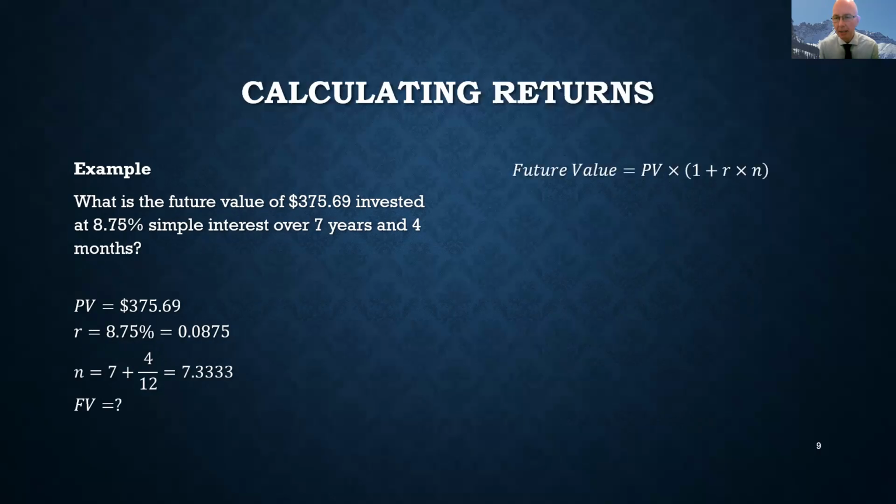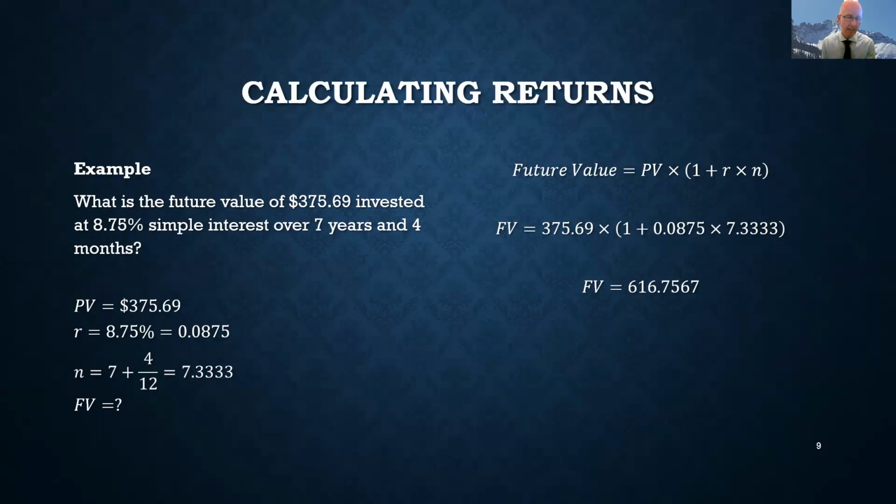So the future value equals the present value times 1 plus R times N. We substitute in the variables. FV equals $375.69 times (1 plus 0.0875 times 7.3333). And we get 616.7567. Now, if you answered that in the exam, you would be marked wrong.